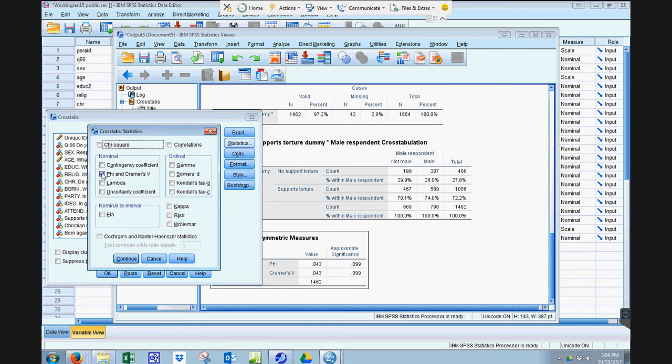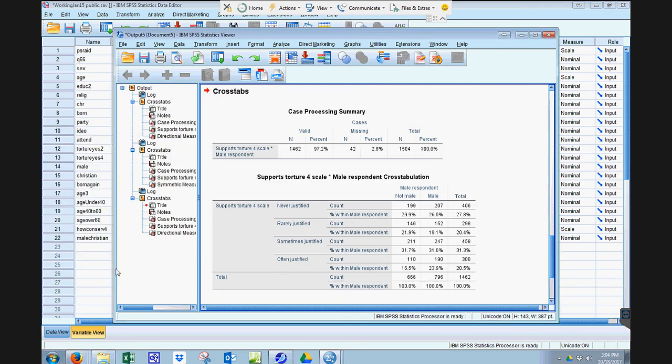So I go over to Statistics. We'll take off the phi and Cramer's V. Because I've got an ordinal variable, and because I assume that being male may have some type of positive association with whether or not you support torture of terrorism suspects, we're going to use Somers' D. Nothing else has changed, just that one little thing. Hit continue, hit OK.